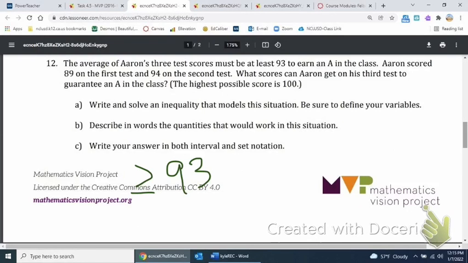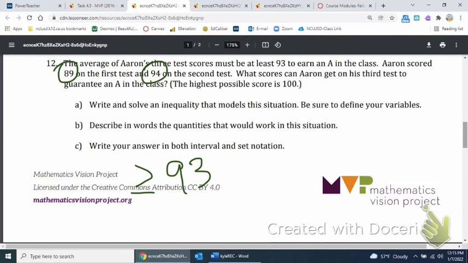Okay, now let's think about the left side. How would we write the average test score? Got an 89 on the first test and a 94 on the second test. And the third one we don't know, right? So what are we going to use for the third one?